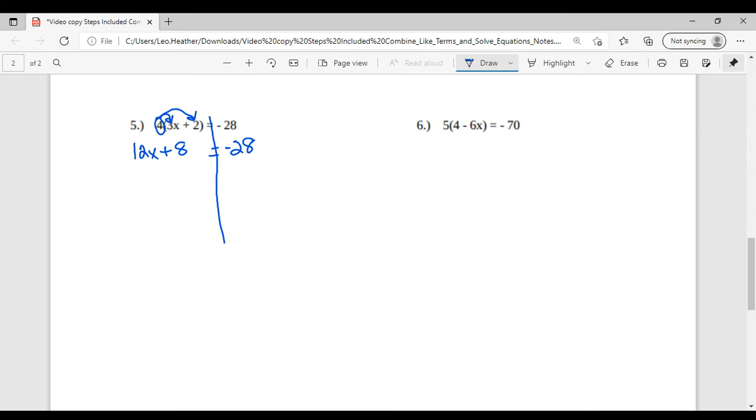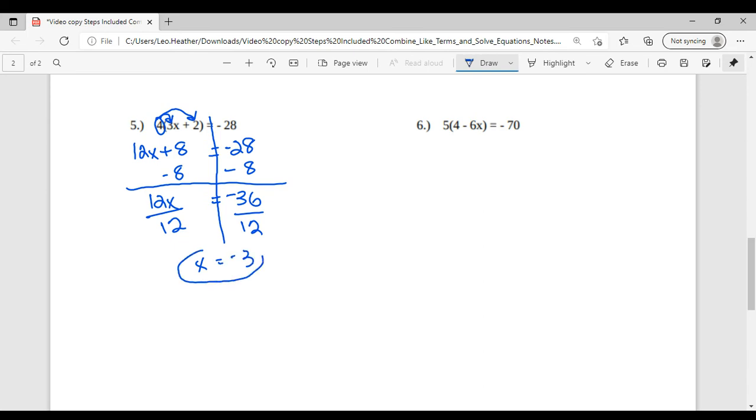And now I'm going to just do the inverse operations, minus 8. 12x equals negative 36. And divide by 12. X equals negative 3. So the only difference between these and the ones above is that we are using distributive property. So number 6, you're going to distribute the 5.